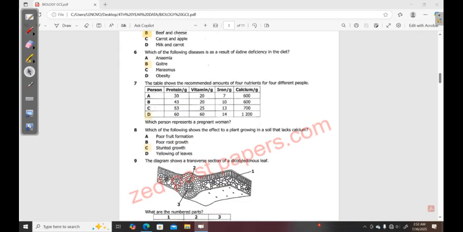Which of the following diseases is as a result of iodine deficiency? Okay, so what happens in iron deficiency?